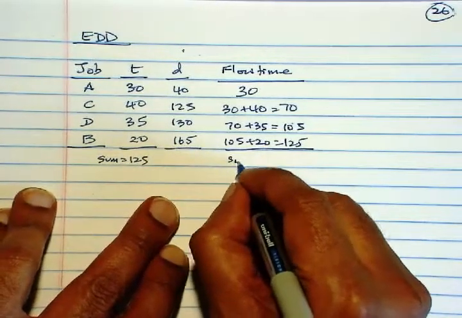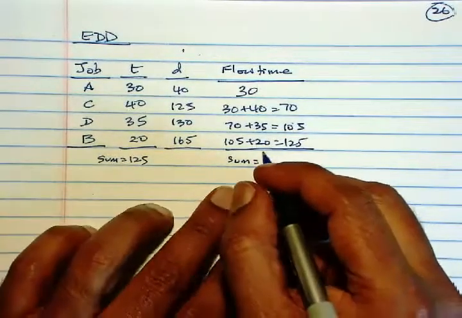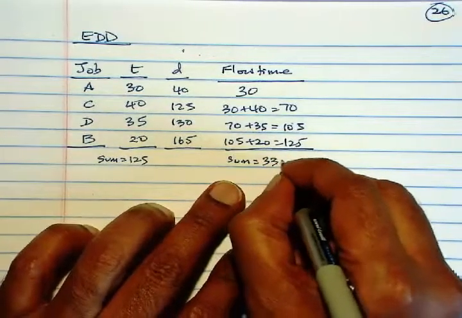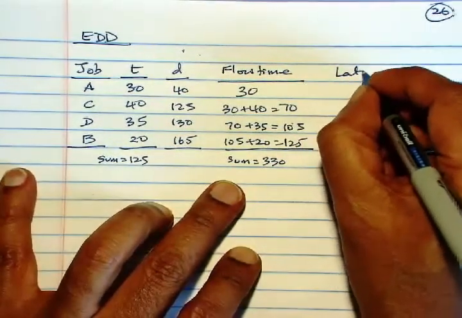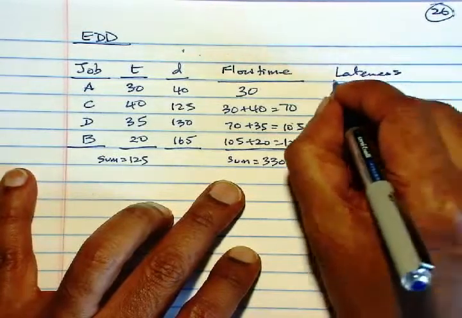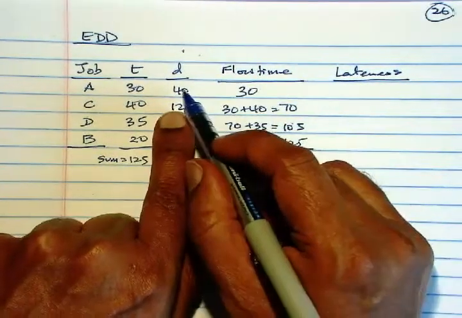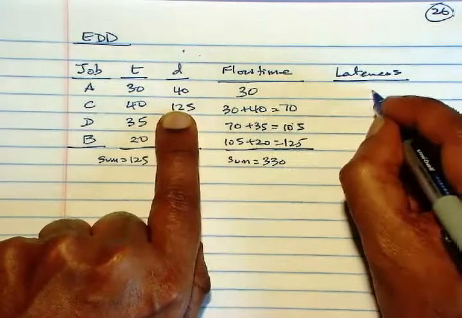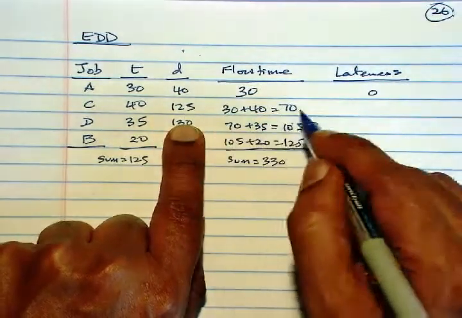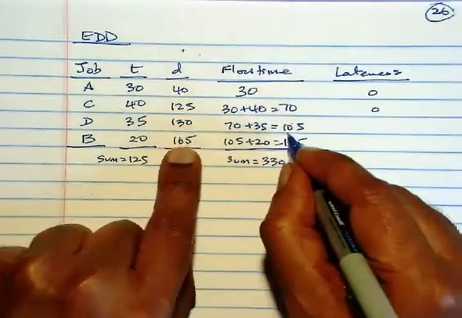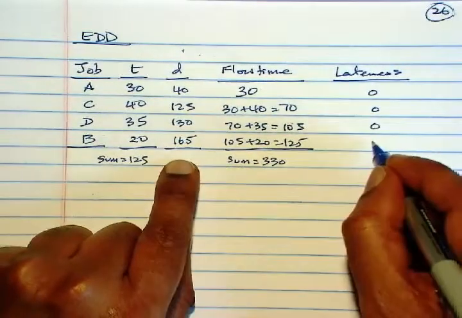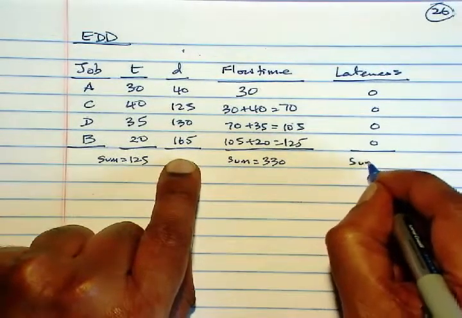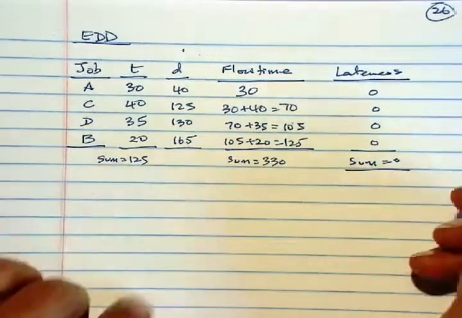The sum of flow time here is 330. Now lateness is, due date is 40, we are finishing in 30, so no lateness here. Again, we are finishing early, no lateness, no lateness, and no lateness. So the sum here, of course, is 0.